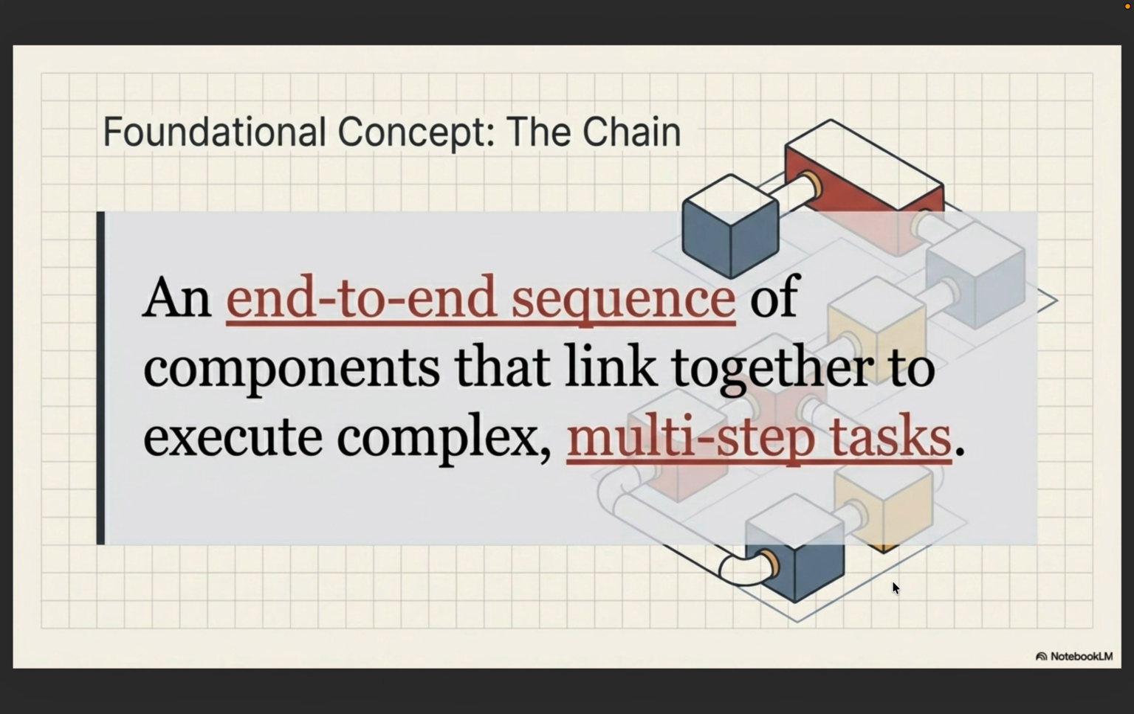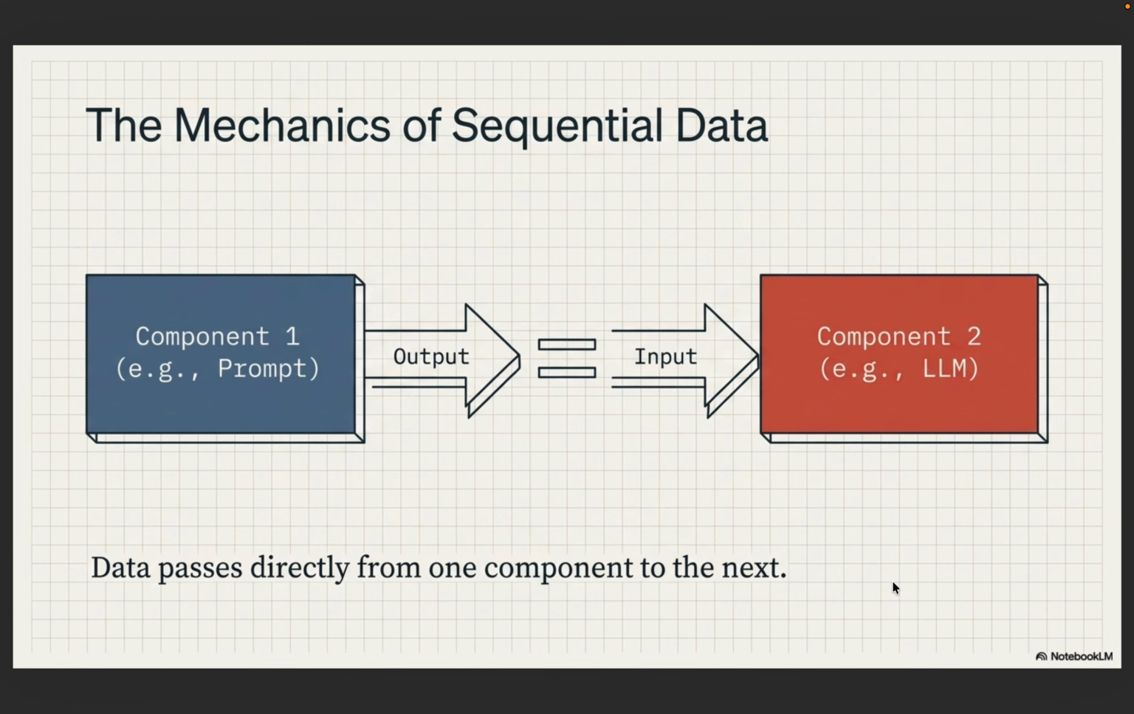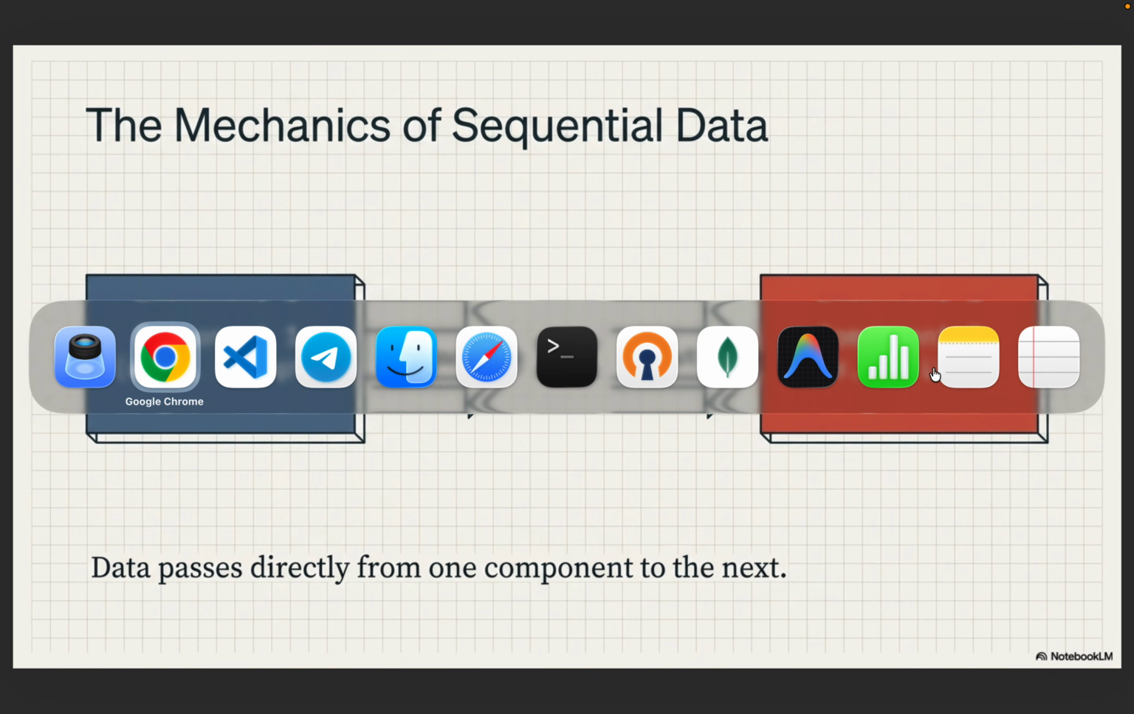We can say that a chain is an end-to-end sequence of components that link together to execute a complex multi-step task. Which means we will have different components. The output of one component will be the input of another component. In that way, they are chained together. That is why the team has given the name LangChain. For example, we will have a prompt. The output of the prompt will be the input of another component, say the LLM.